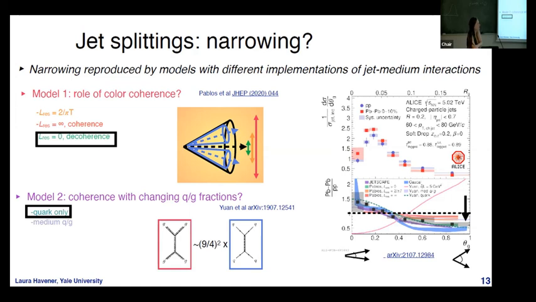Sure. So I think we are starting to reach an agreement, a kind of common understanding that most of the effect is probably due to this bias effect, survival bias. But the amount of it, and that's what we see in Danny's curves, is given, for instance, by color coherence effects. Yeah, I think they're very close.